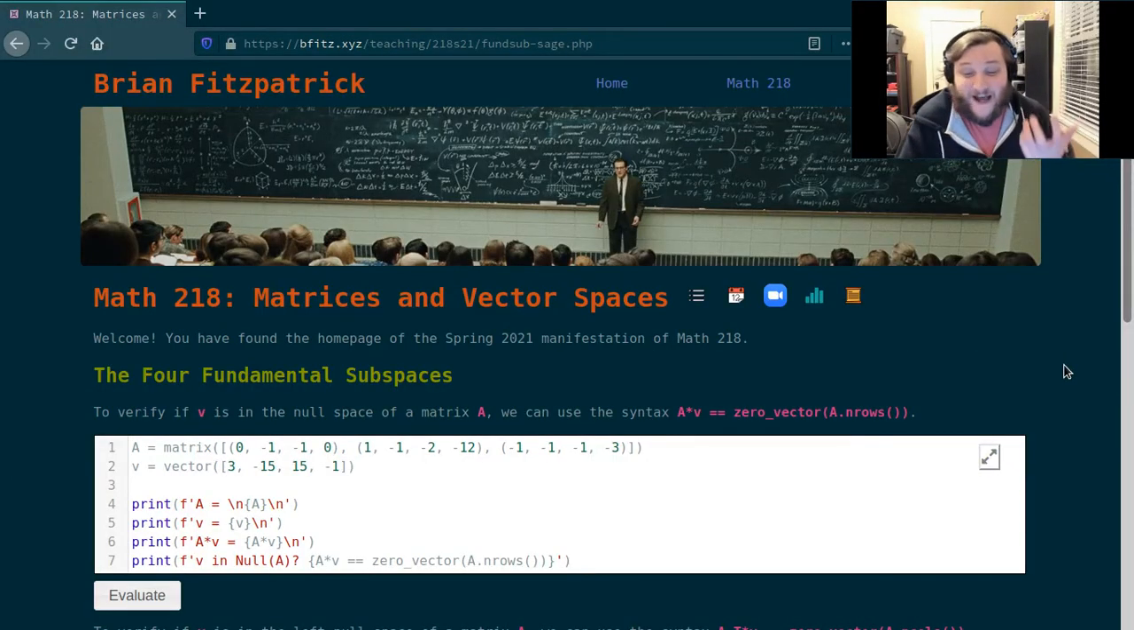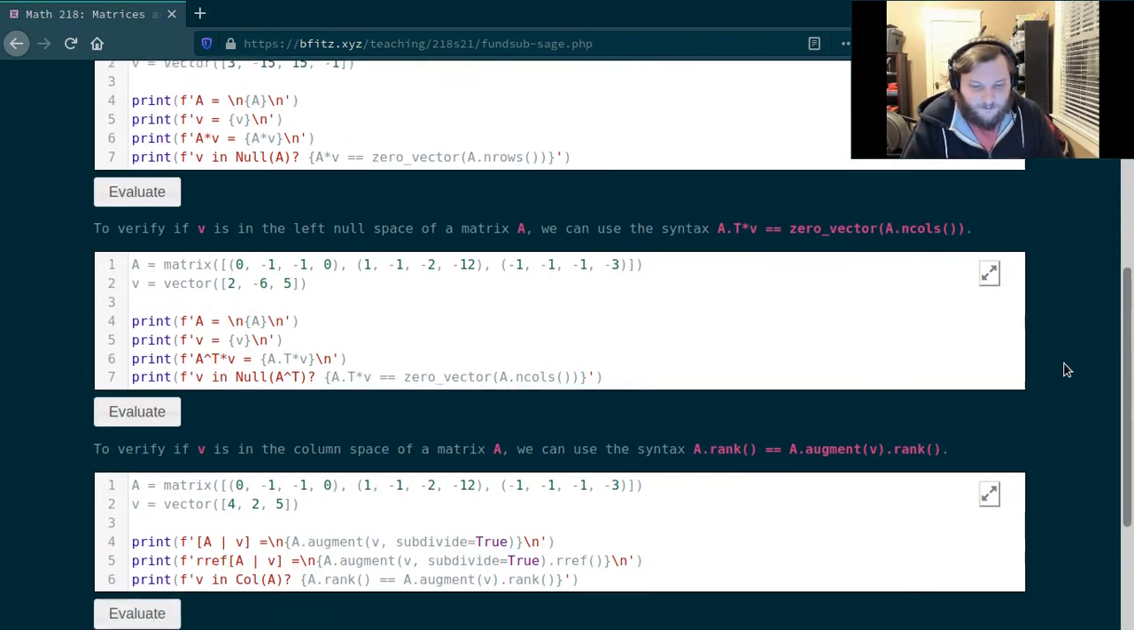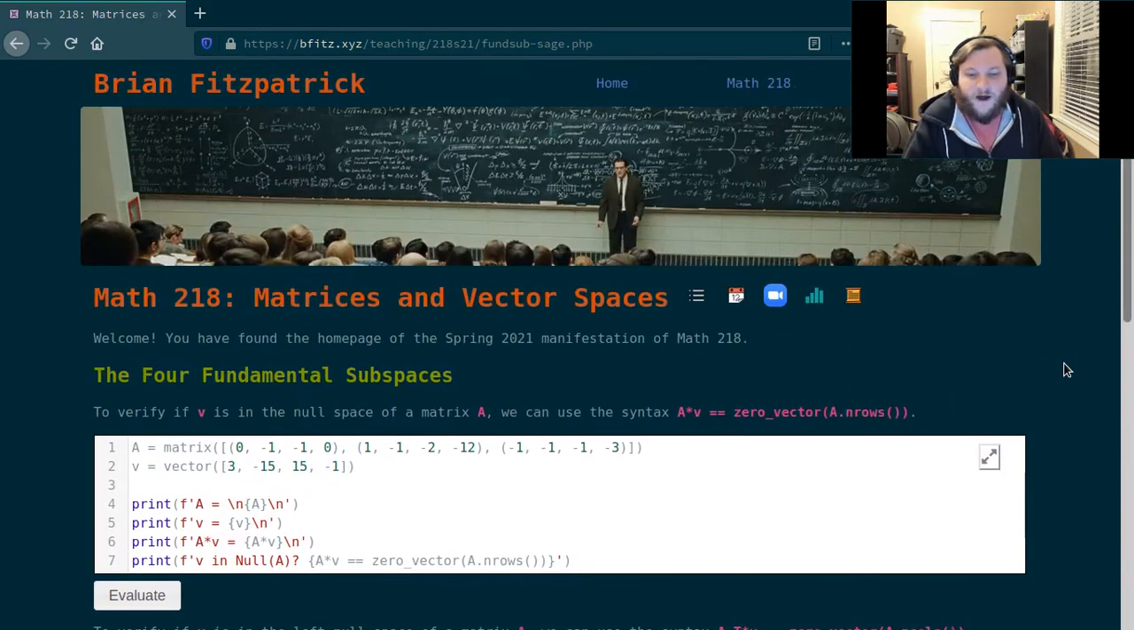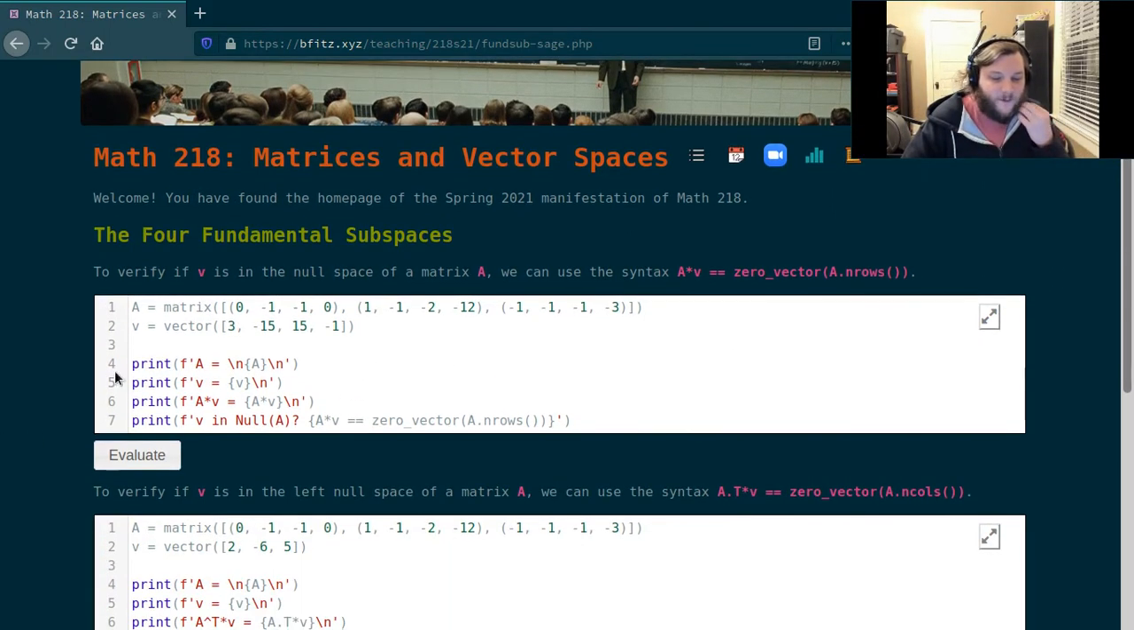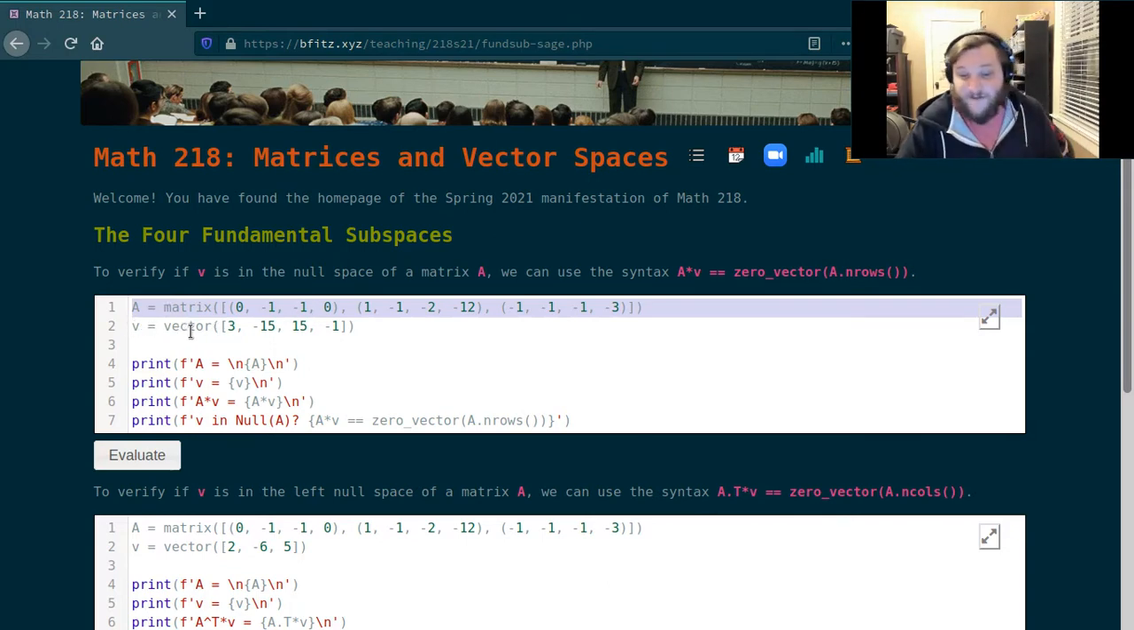So let's see how Sage can help us work with the 4 fundamental subspaces of a matrix. What I've pre-written here are 4 blocks of code, and each block of code will tell us whether or not a particular vector lives in one of the 4 fundamental subspaces. So this first cell here has 2 lines of code that we need to input. The first line is just the definition of a matrix A that we're interested in, and the second is defining some vector V that we're interested in.